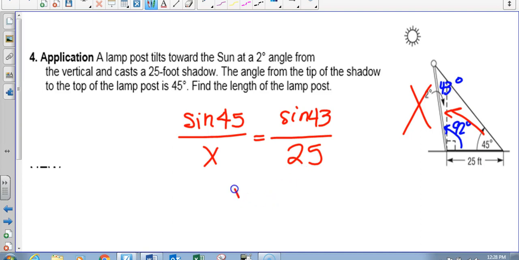Okay, can we have 2 possible answers? When do we look for 2 answers with law of sines? Yes, when you're looking for an angle. We're not looking for an angle, right? We just found the length of a side. We're done.